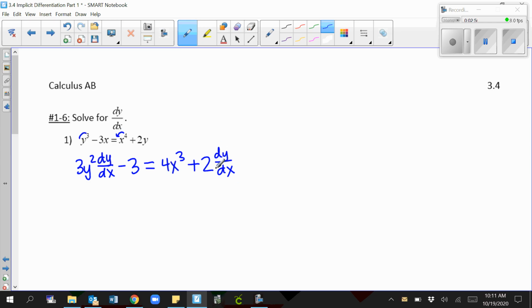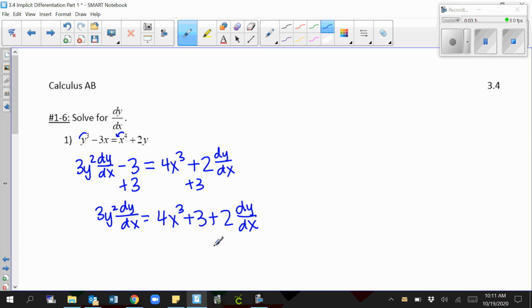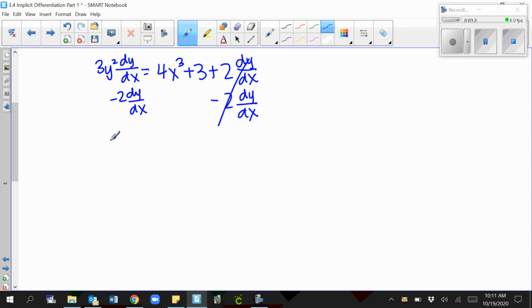So let's move all the dy dx terms to the left and the non-dy dx terms to the right. So I'm going to add 3 to both sides. So 3y squared dy over dx is equal to 4x cubed plus 3 plus 2 dy over dx. And then I need to subtract that 2 dy over dx. So now I'm looking at 3y squared dy dx minus 2 dy dx is equal to 4x cubed plus 3.